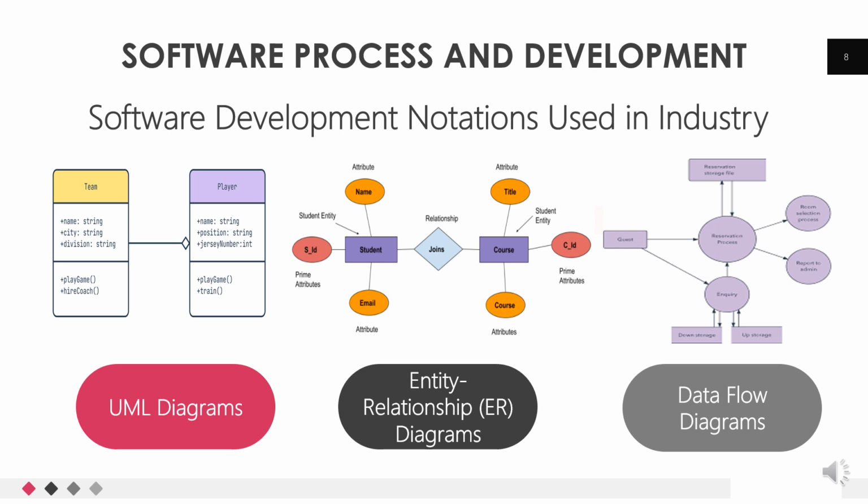The next is the Entity Relationship Diagram or ER diagram. It represents a system in a way that the relationships between the objects are shown along with their defined attributes. The last one is Data Flow Diagrams or DFDs, which represent how the inputs are transformed into output through various processes and data stores.